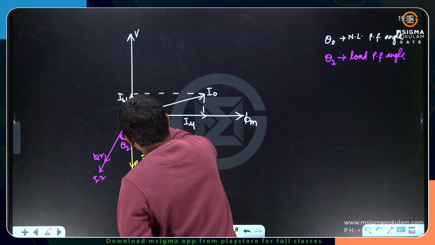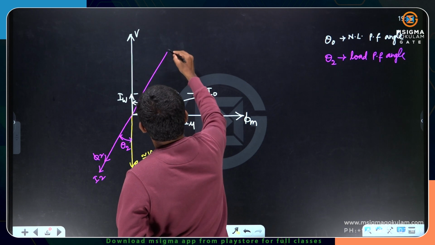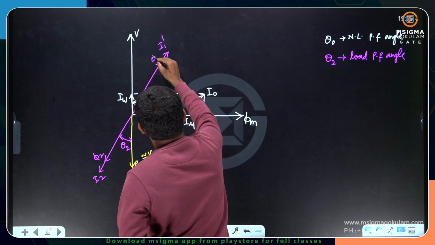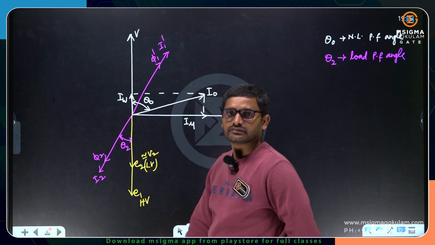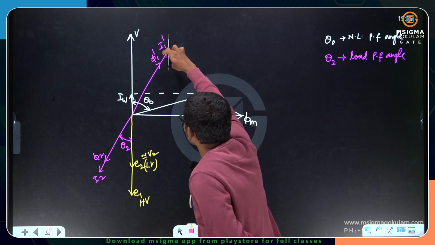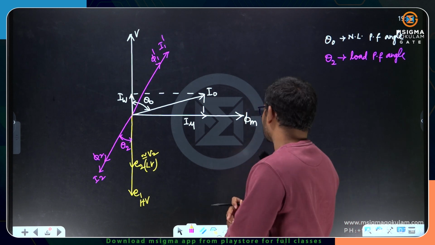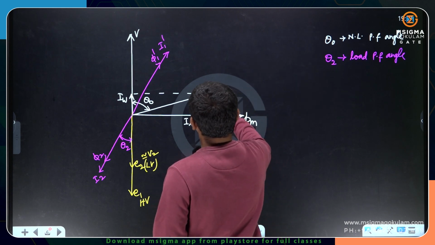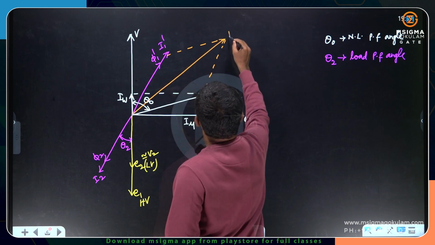So the I1 dash current will be like this. This is my I1 dash current, and I1 dash will set up phi 1 dash flux. What is the angle between V and I1 dash? Theta 2. Now this I1 dash and I naught together, the phasor sum of these two is going to be equal to the total primary current. So let me add these up. This is the total primary current.